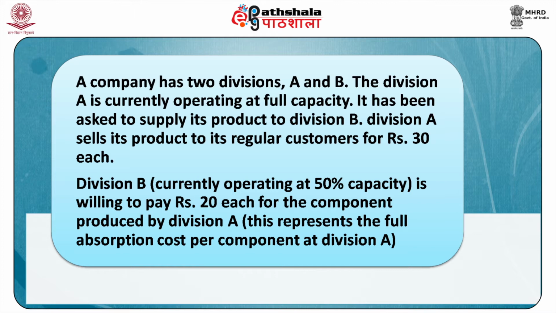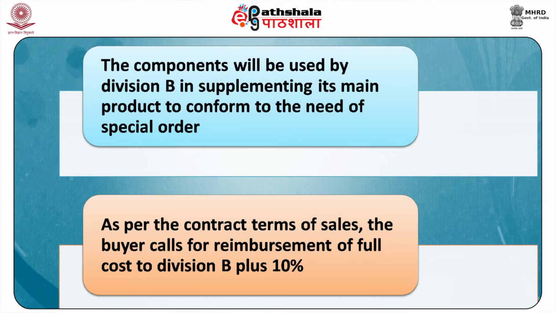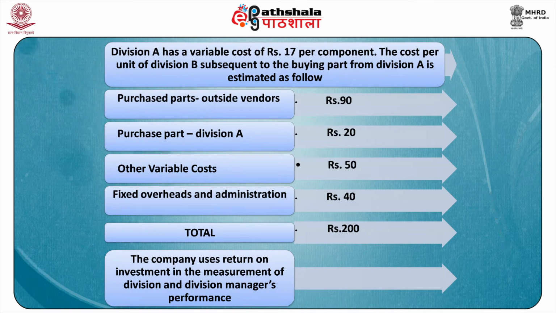This represents the full absorption cost per component at Division A. The component will be used by Division B in supplementing its main product to conform to the needs of a special order. As per the contract terms of sale, the buyer calls for reimbursement of full capacity to Division B plus 10%. Division A has a variable cost of Rs 17 per component.